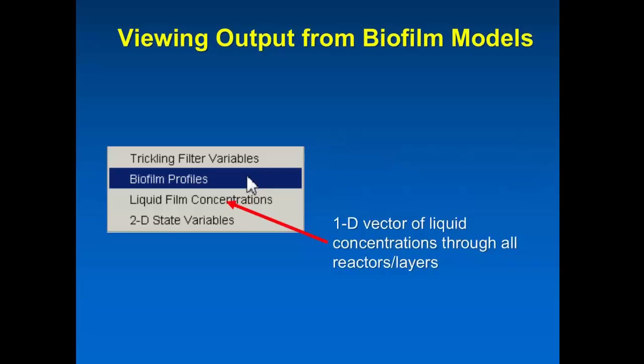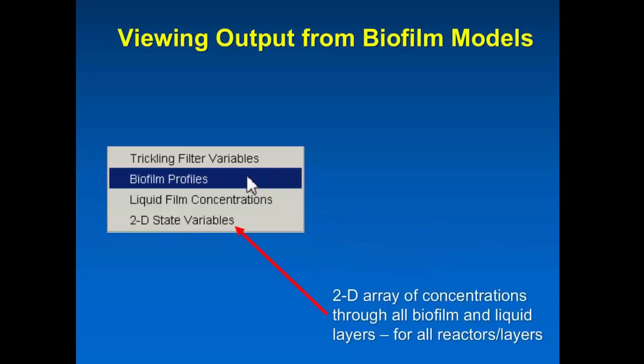This is sort of going the other way. This is now taking the liquid concentration through the length of the reactor, so it takes all of those liquid concentrations in the reactors in series and plots them. This is basically analogous to the type of profiles that you would plot from a regular plug flow tank. And then lastly, a 2D array is the one where you combine these two things together. It's a 2D array of concentrations through all of the biofilm and the liquid layers for all of your reactors in series. So that's kind of the most useful thing.